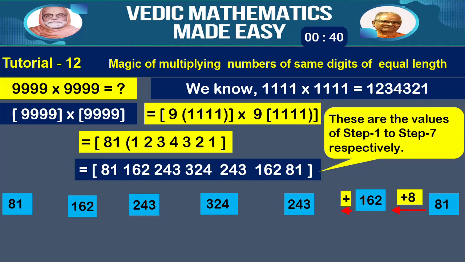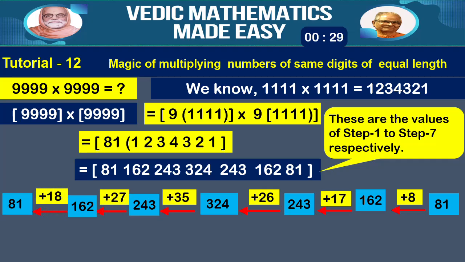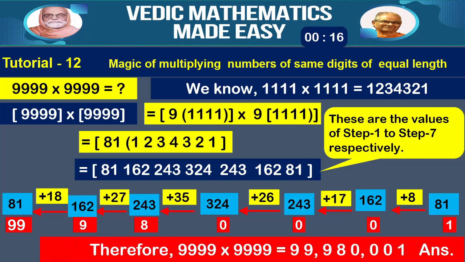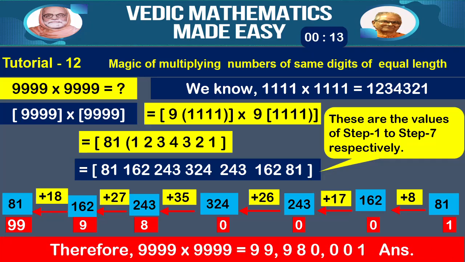Now, we must retain only the unit place digit in each step after performing the carryover process and adding. Then we get 99, 9, 8, 0, 0, 0, 1. Therefore, 9999 into 9999 is equal to 99,980,001. That is the answer. Very easy, isn't it, friends?